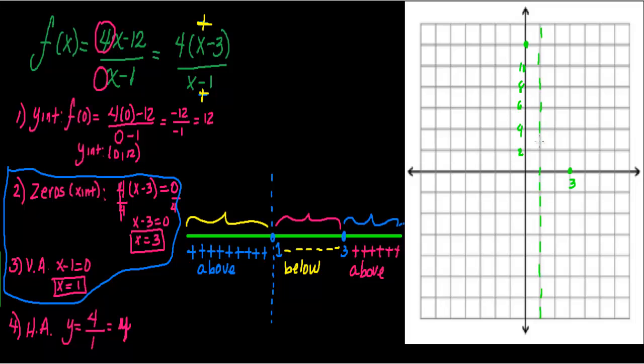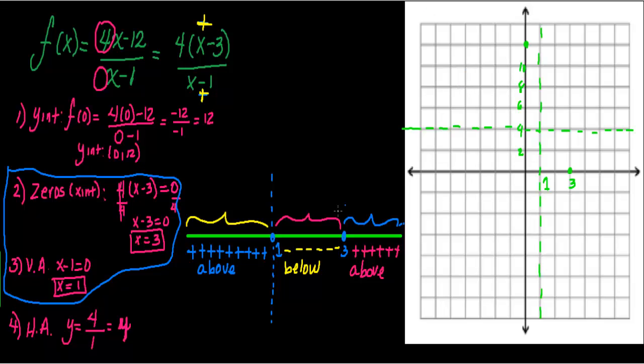And what else do I have? I have a horizontal asymptote at y equal to 4. So here's 4. And I'm going to draw a dashed line across y equal to 4, showing that I have a wall that's horizontal. Remember, we can cross and touch the horizontal asymptotes, but not the vertical asymptotes. Okay? And that's it. I have everything I need on my graph.